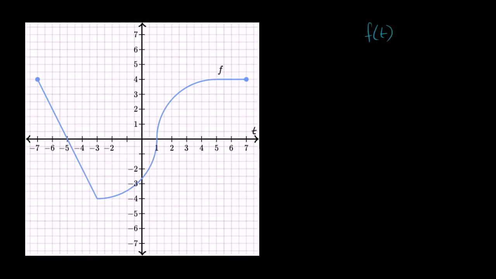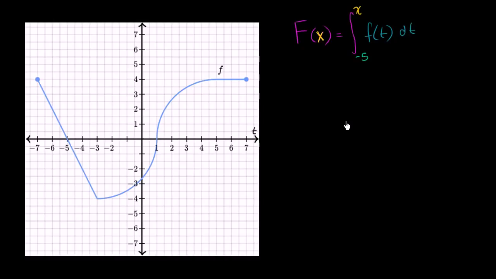Let's call it capital F of, and it's not going to be a function of t, it's going to be a function of x. So capital F of x is equal to, we're going to define it as the definite integral between t is equal to negative 5 and t is equal to x. Actually, let me make those x's in the same color so they really stand out. So capital F of x is equal to the definite integral between t is equal to negative 5 and t is equal to x of f of t dt.